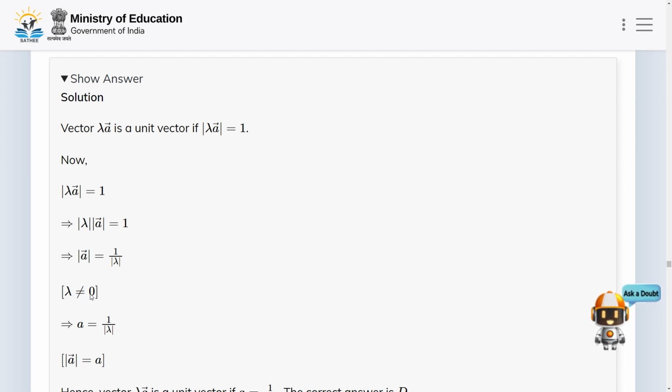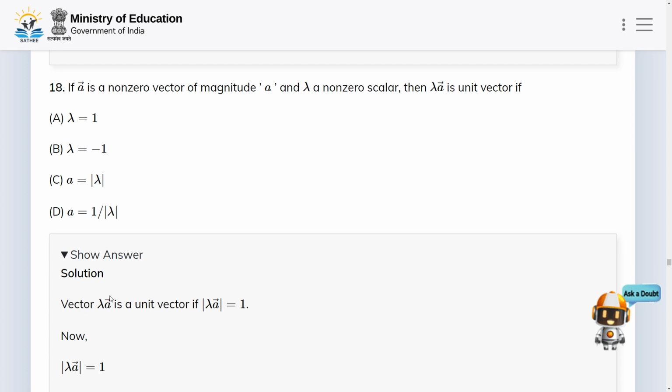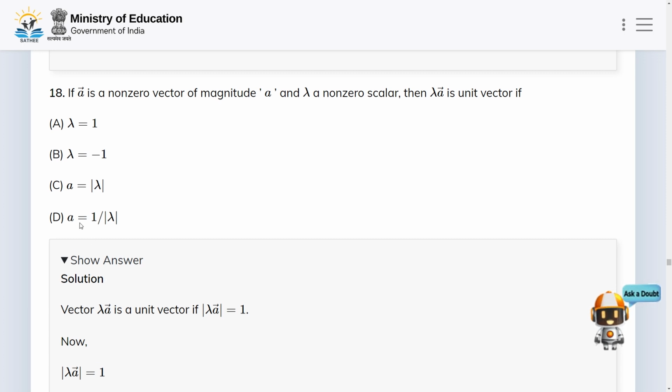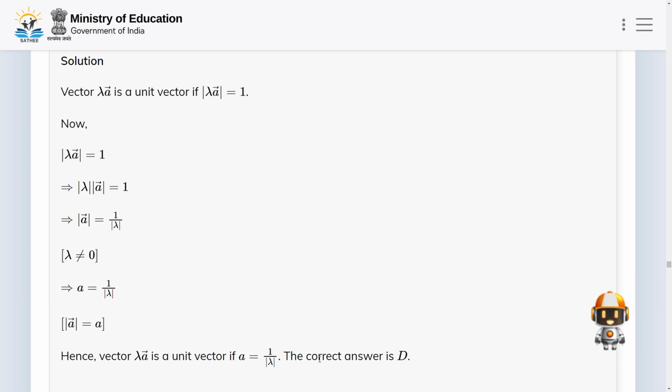This gives you that your A vector, as you know, the magnitude of A is the same as a. This means a will be 1 by absolute value of lambda. So this is only possible when you have a equals 1 by lambda. So a equals 1 by lambda means option D will be the correct option. Okay. So this is it for NCERT exercise 10.3.